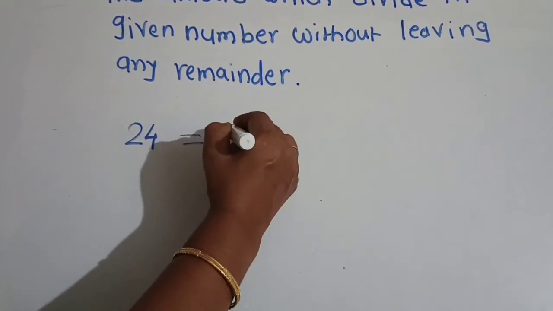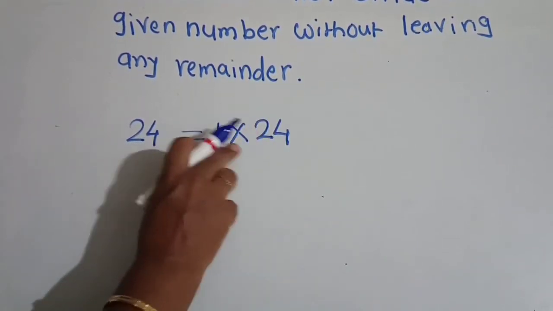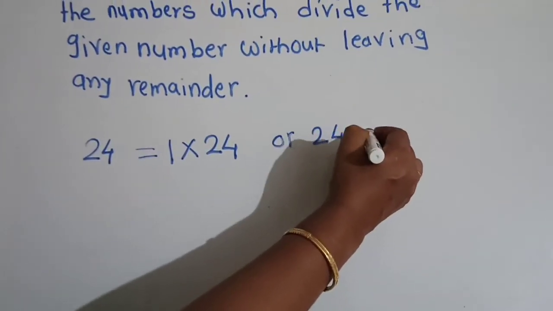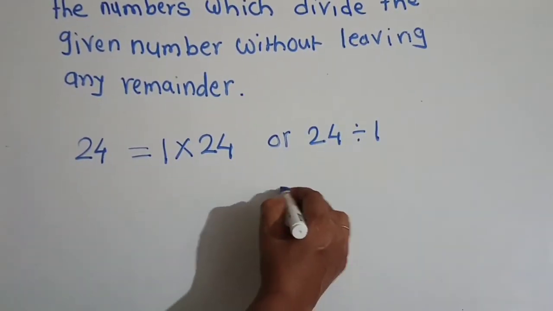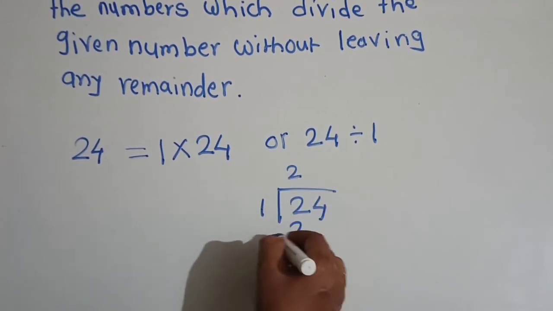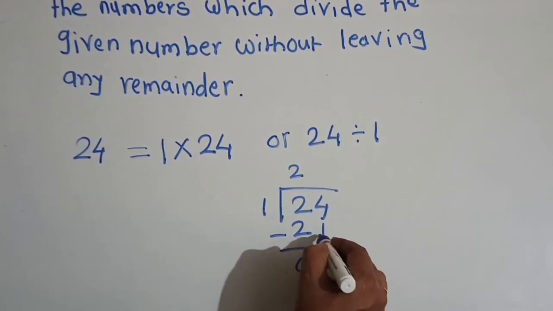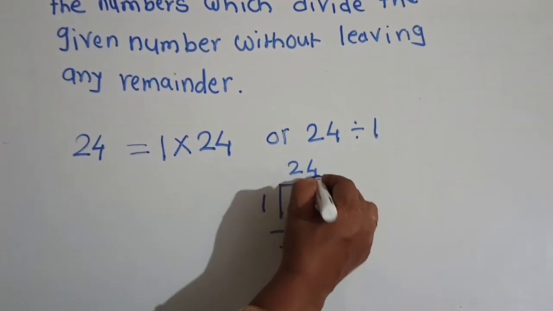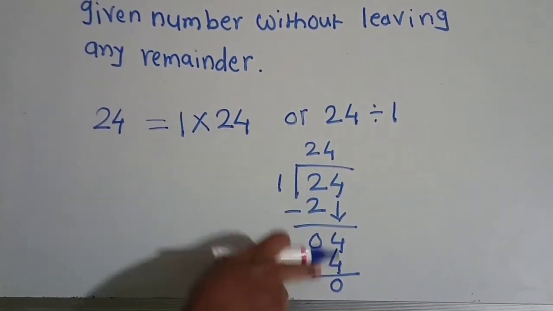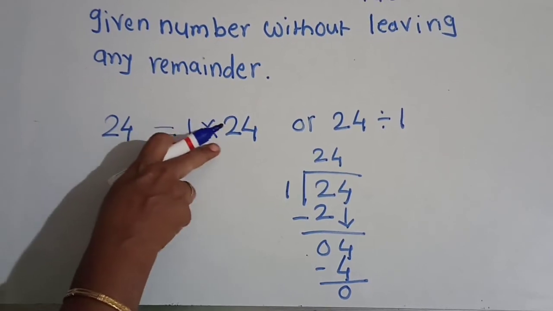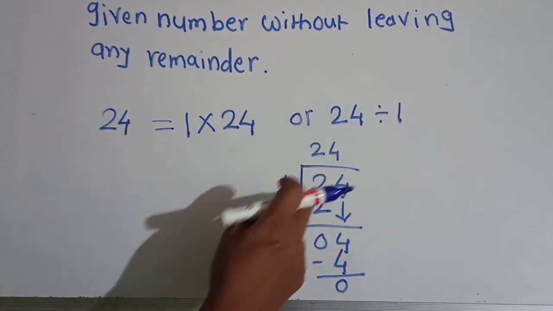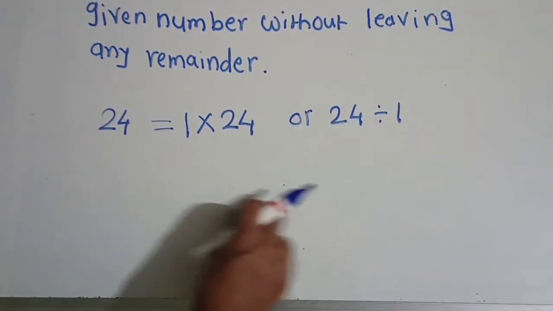Okay, 1 multiplied by 24. 24 divided by 1, what happens, children? We do 24 divided by 1. 1 2s are 2, 2 minus 2 is 0. Take down 4. Then 1 4s are 4. Look, we get remainder 0. Means when we multiply 1 by 24, 1 is a factor, or 24 divided by 1, we get remainder 0.